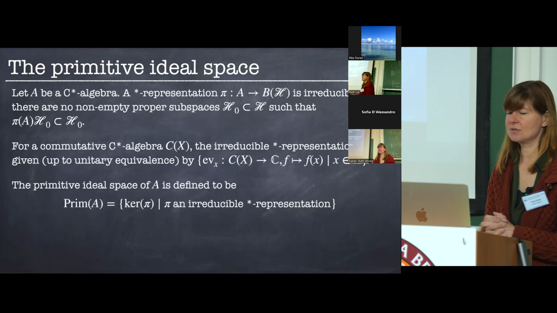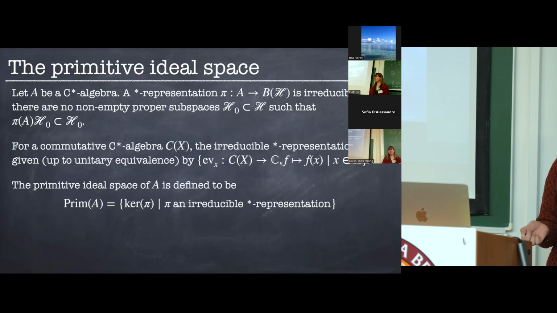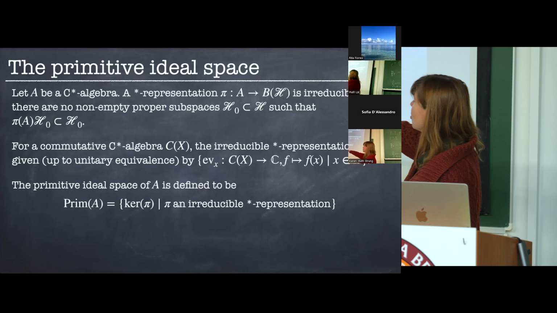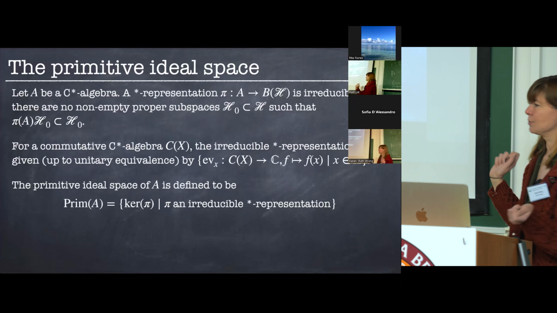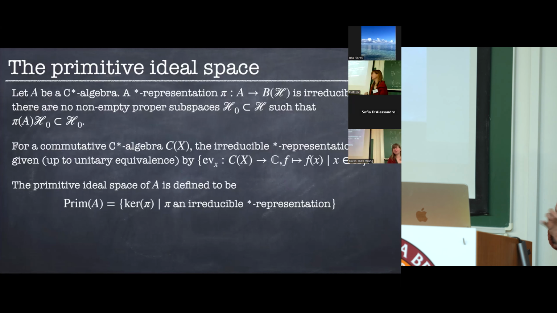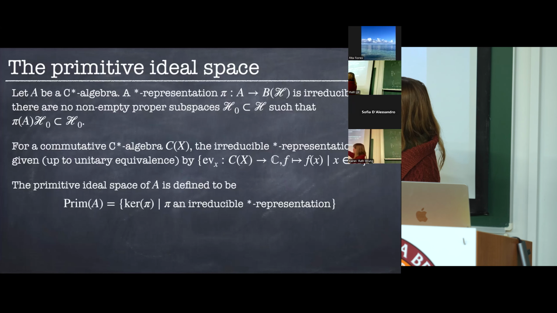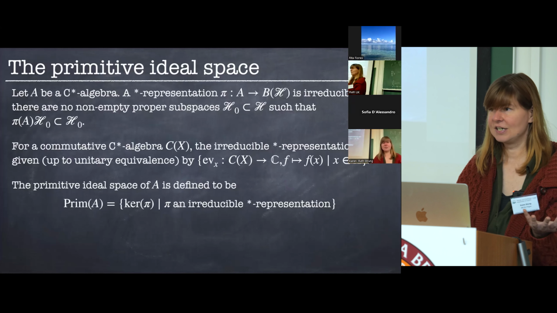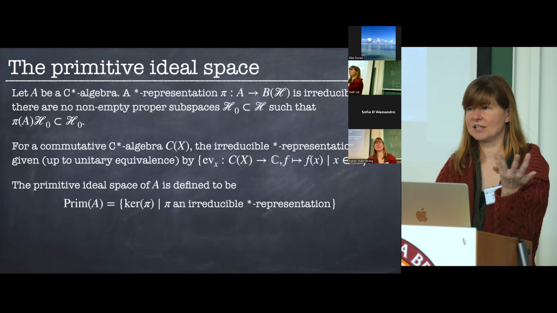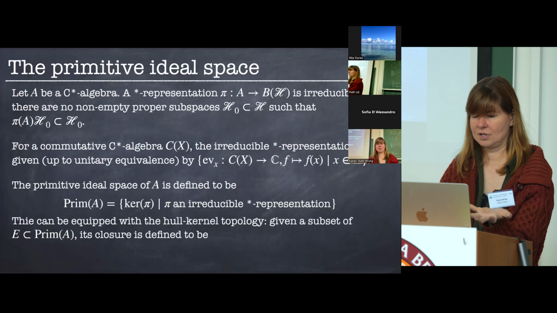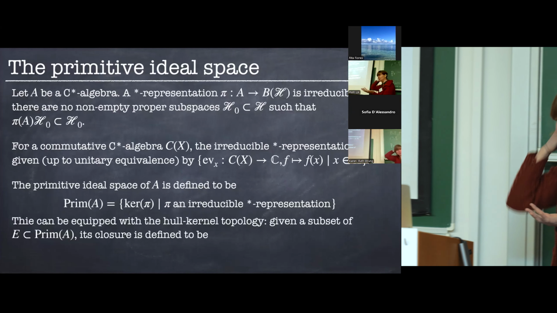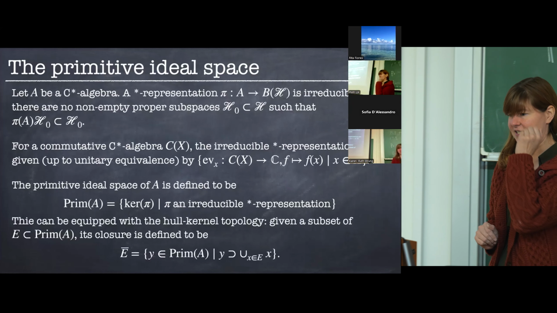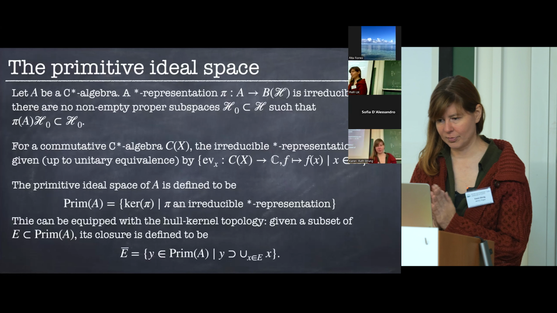So the primitive ideal space we define so that the points are kernels of irreducible star representations. Now the kernels are going to coincide whenever your two irreducible representations are unitarily equivalent. So in particular, the primitive ideal space of a commutative C-star algebra C of X is going to just be indexed by the points in X. Then you equip it with the hull-kernel topology, which is essentially like the Zariski topology, I guess, for those of you that are familiar with that.